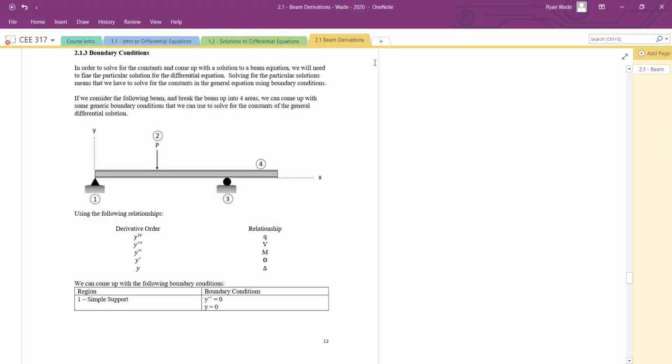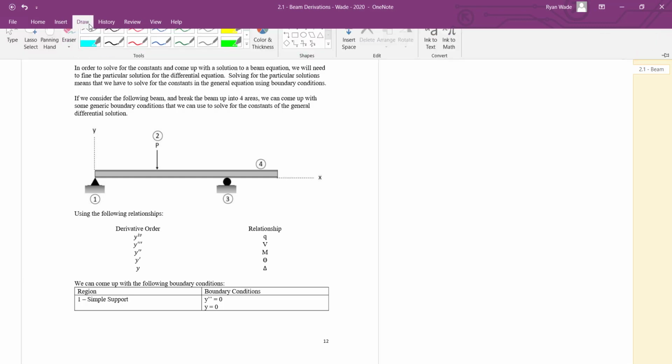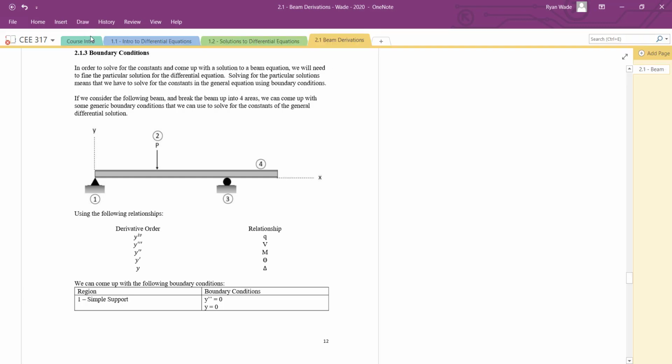All right, welcome back. What we're going to do in this video is I'm going to show you, we're going to go through some of the boundary conditions that we're going to be using. And we'll use these not only in this course, but in 303 as well later on when we get into some of the beam, the moment and bending lectures.